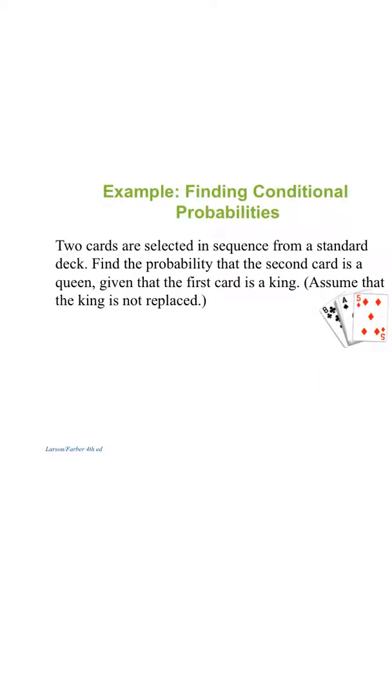We'll look at additional examples. This example discusses a situation where we're using cards, where 2 cards are selected in sequence from a standard deck. Last week we discussed that a standard deck of cards has 52 cards. A standard deck has 52 cards. Find the probability that the second card is a queen given that the first card is a king. Assume that the king was not replaced into the deck.